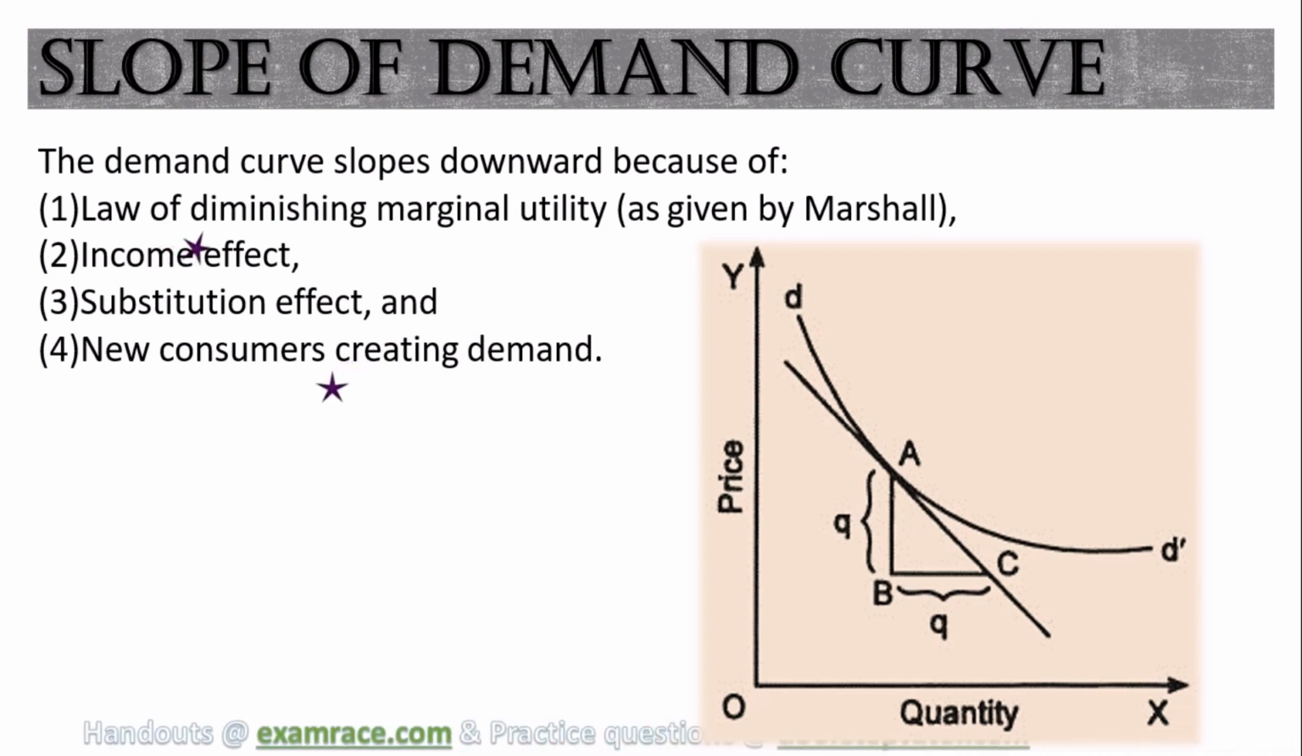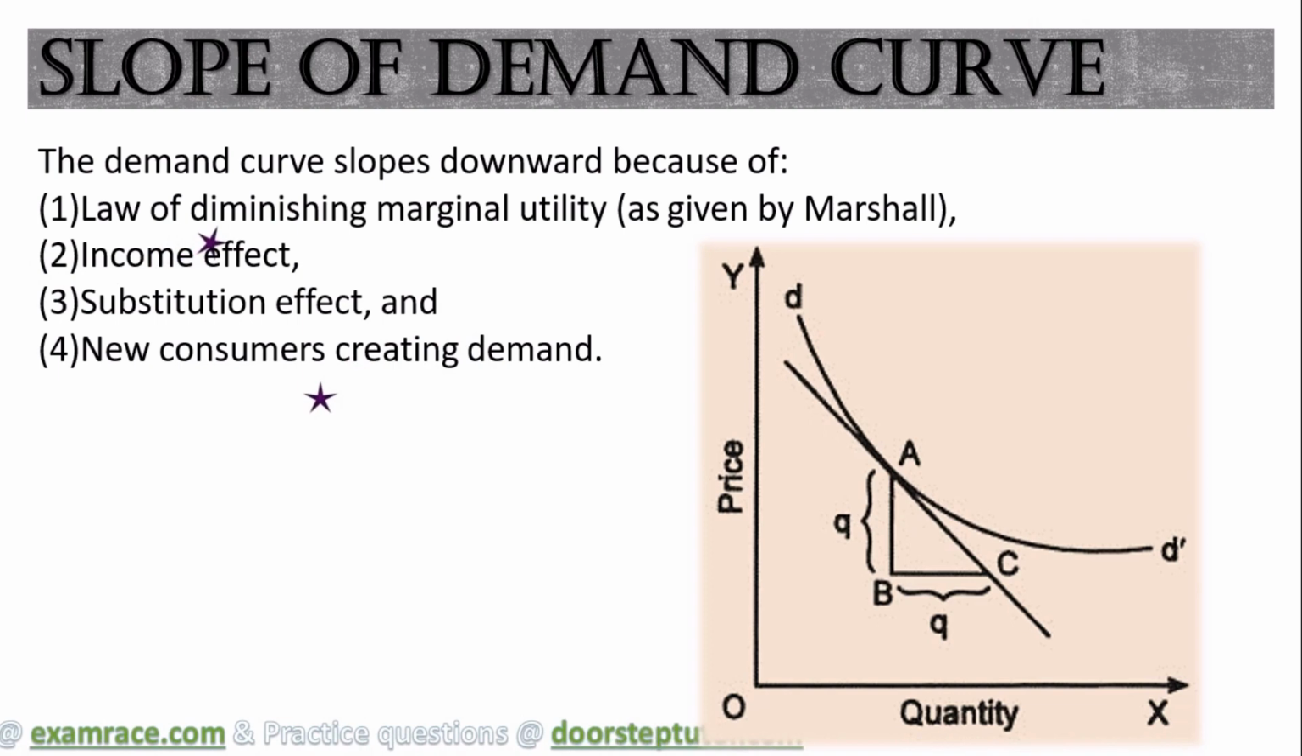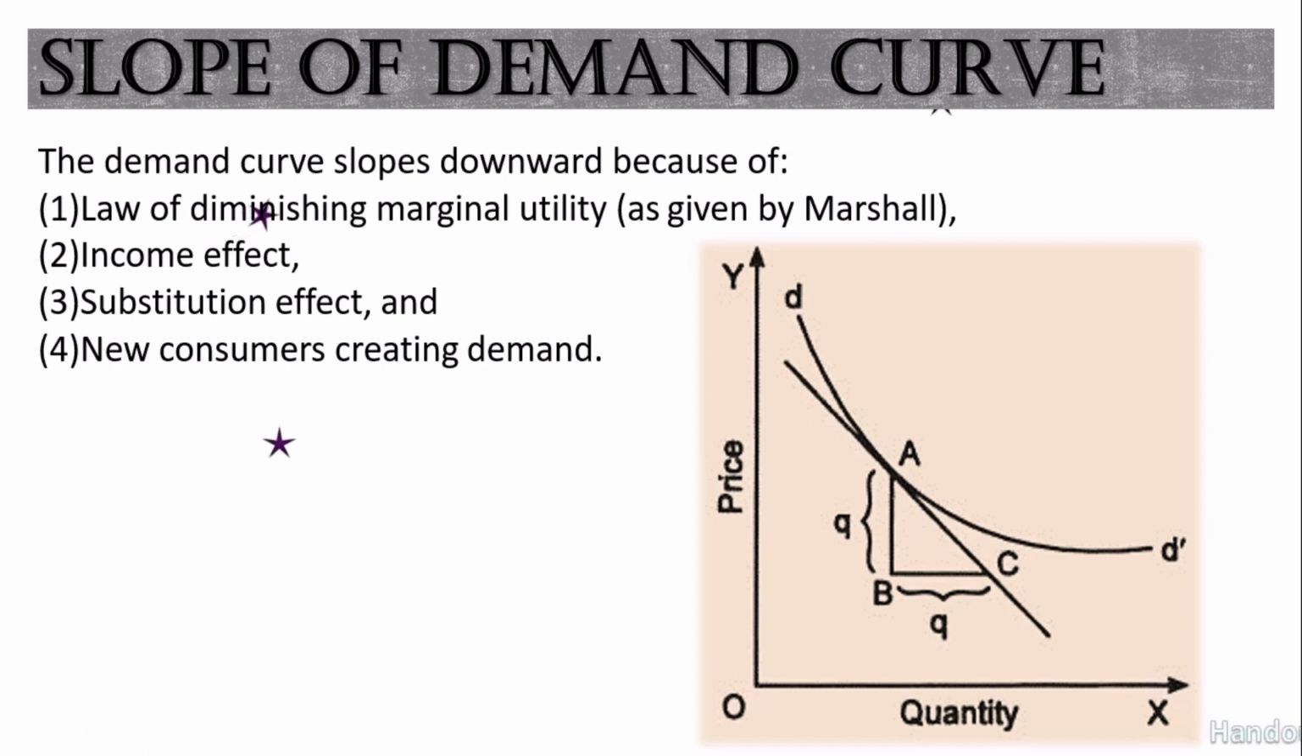Moving on to the last point, which is new consumers creating demand. As price of a commodity falls, a new consumer class appears who can now afford the commodity. Thus, the total demand for the commodity increases. With fall in price, quantity demanded rises.